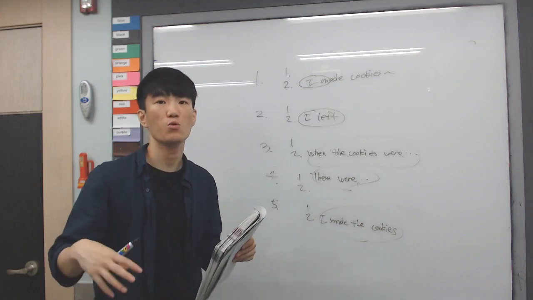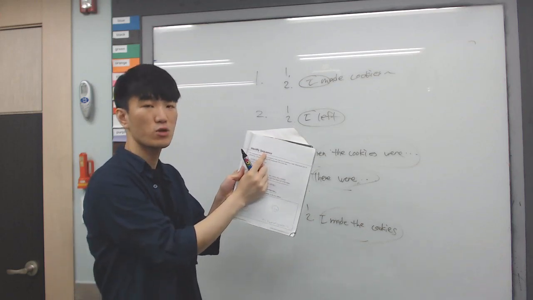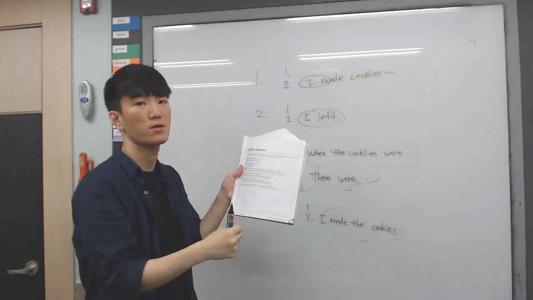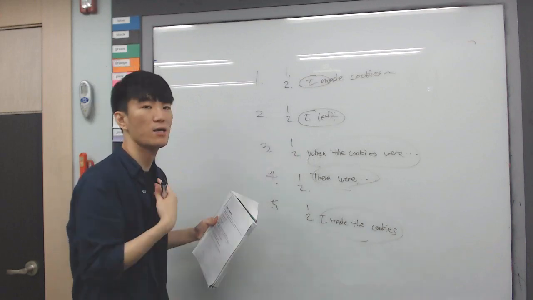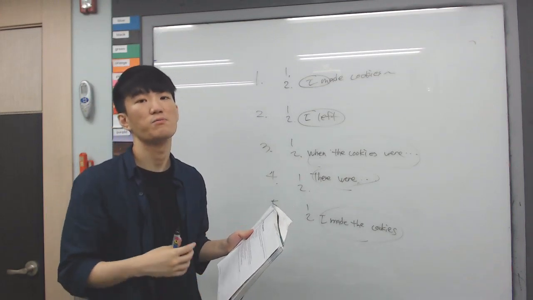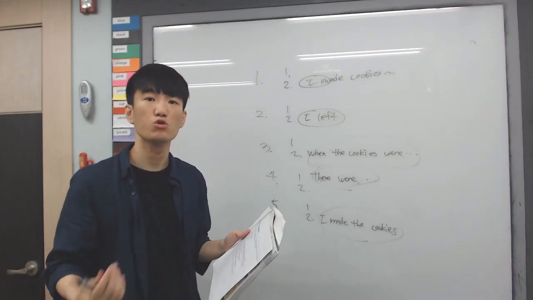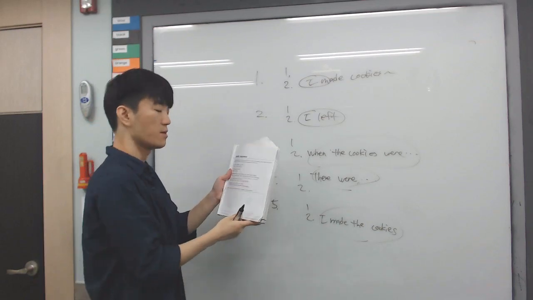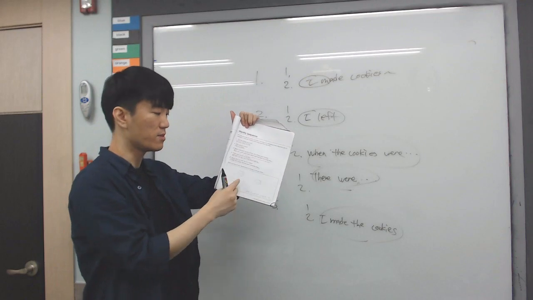So, do you guys understand what sequence is? Sequence is first, second, third, fourth. Order. Like, I wake up in the morning and I brush my teeth and I have breakfast and I go to school. This order.